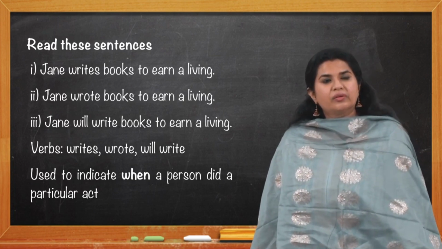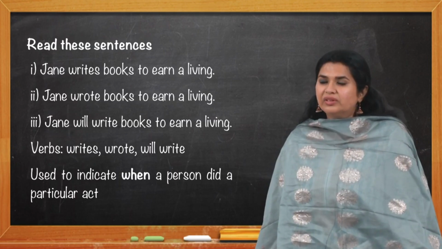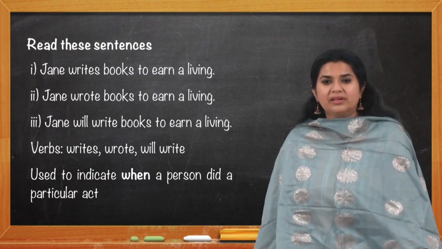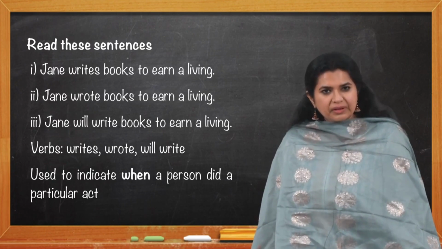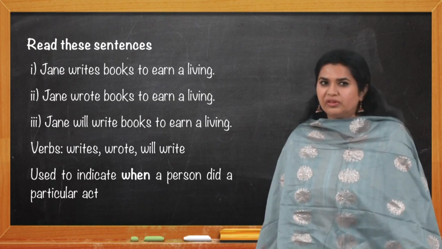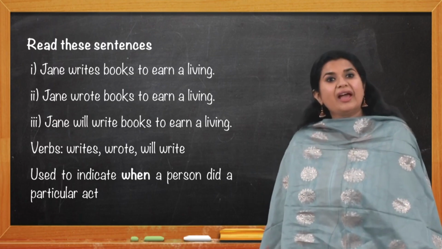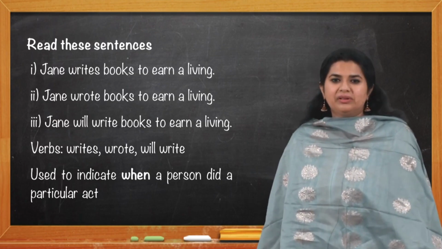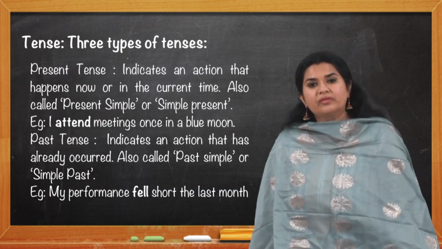So, what is the function of these verbs? They are used here to indicate when a person did a particular act. When Jane writes, that means it is in the present tense. Jane wrote, she wrote, she is no longer writing, and Jane will write, this is an act that she will do sometime in the future. Now, tenses and three types of tenses.